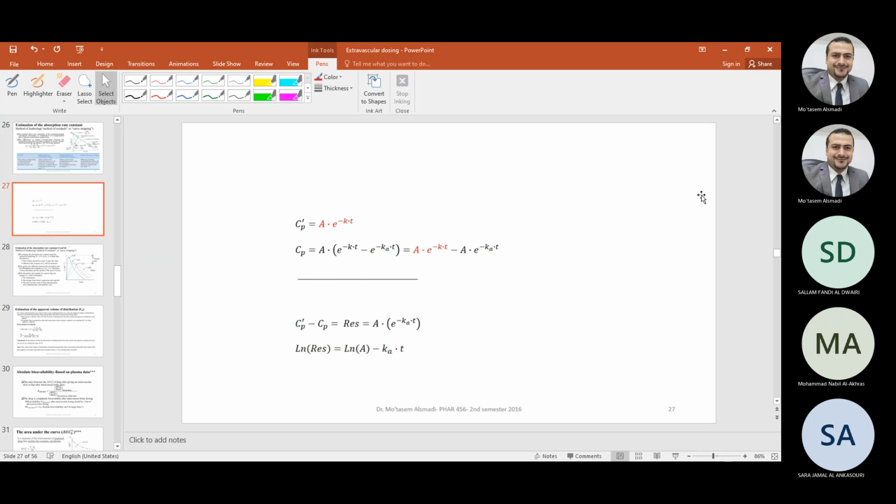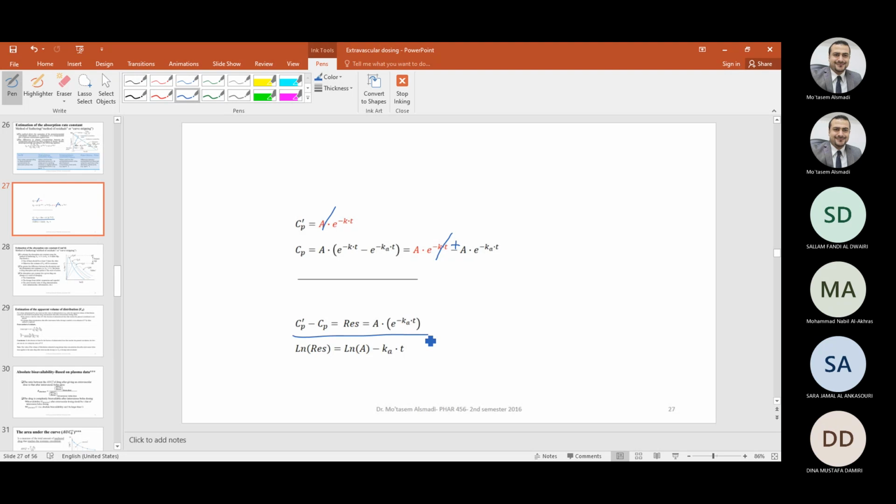This is Cp prime, A multiplied with e power minus k Ft, while Cp is equal to A multiplied with e power minus k Ft minus e power minus Ka t, right? So the terms in red are the same, right? So when you take the difference between these two equations, what will happen? They will cancel out, right? And then you have minus minus here. That's equivalent to positive. So the difference between them, which is equal to the residual, is equal to A multiplied by e to the minus Ka multiplied with t, right? So this is the residual, right?